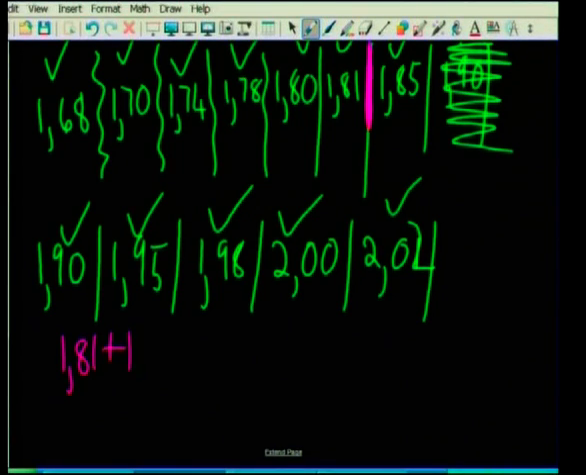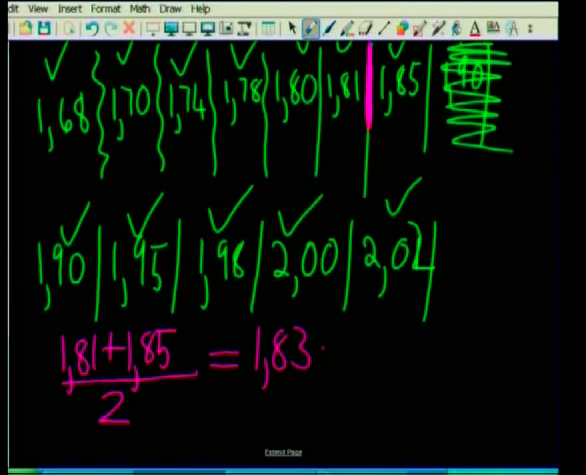So my median is going to be 1,81 plus 1,85 divided by 2. And that will be 1,83. Okay, so if we've got an even data set, our median will be in between two values.